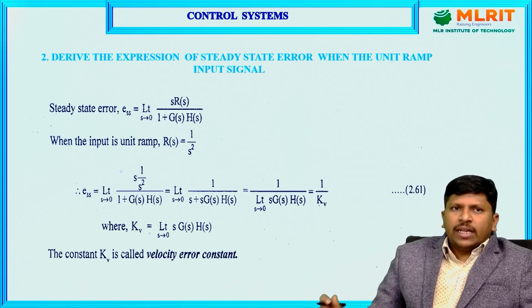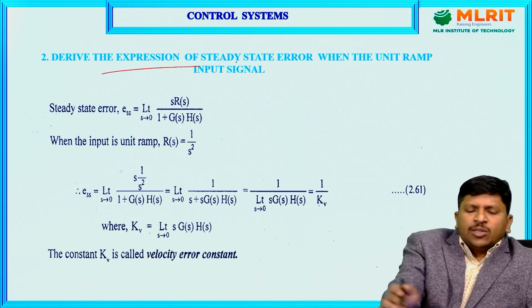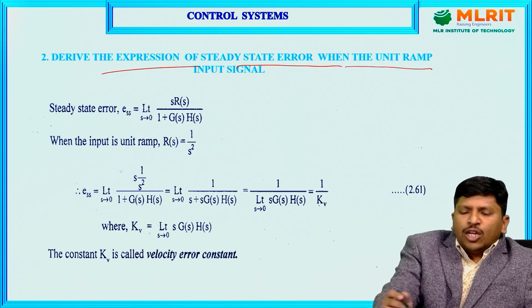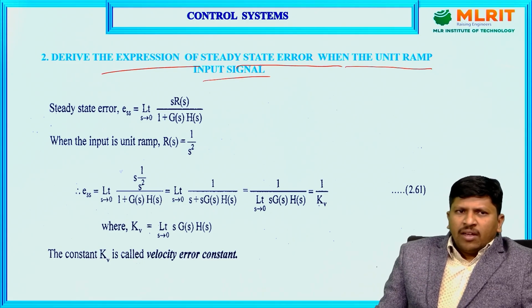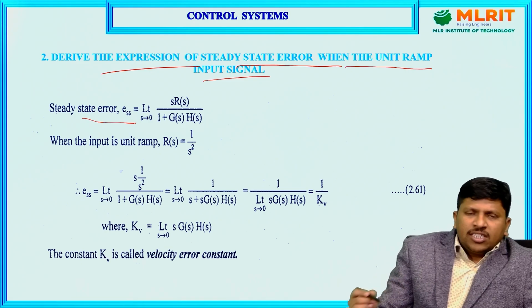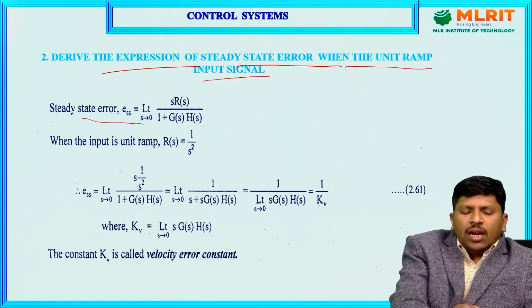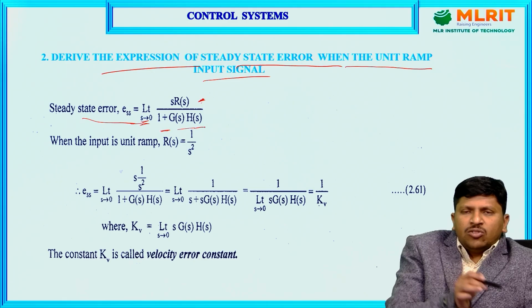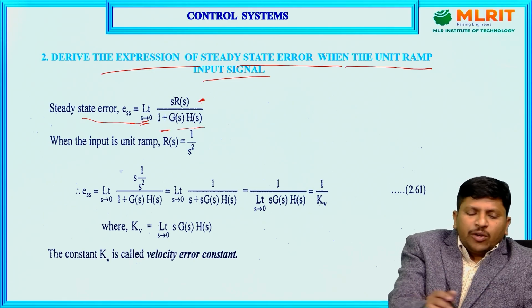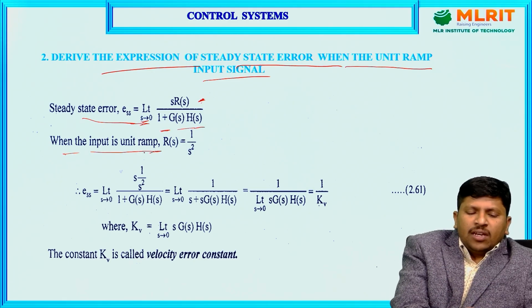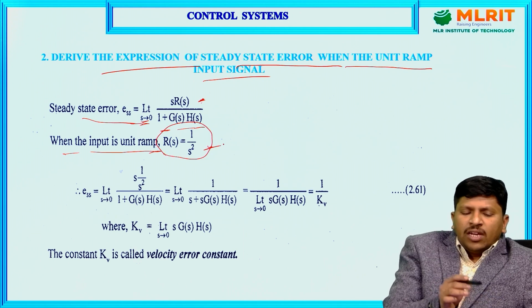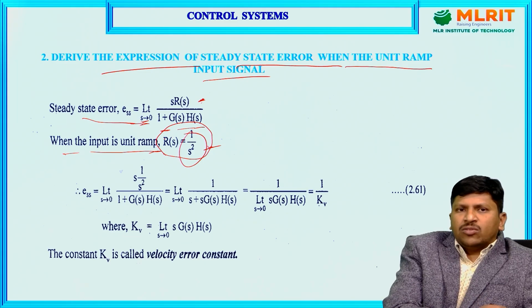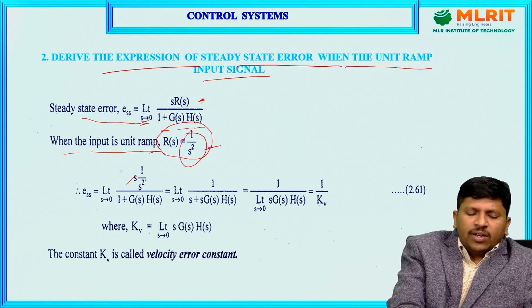Next, move on to the second one. Derive the expression of steady state error when the input is a unit ramp signal. We know the formula, steady state error ESS equals limit s tends to 0, s into R of s divided by 1 plus g of s into h of s. By applying the unit ramp signal, in terms of s domain, R of s equals 1 divided by s square. In place of R of s, you should substitute 1 by s square. Just substitute, and one s gets cancelled.